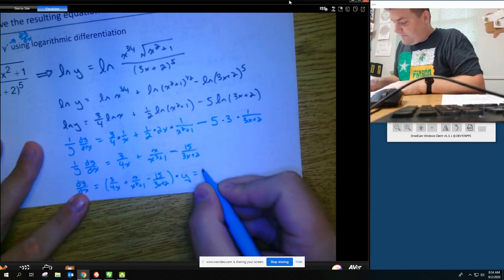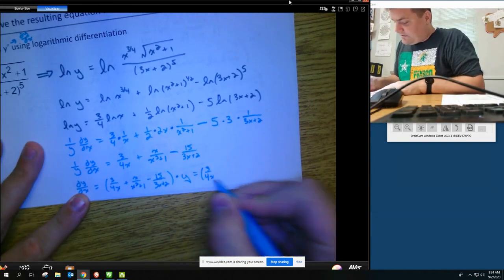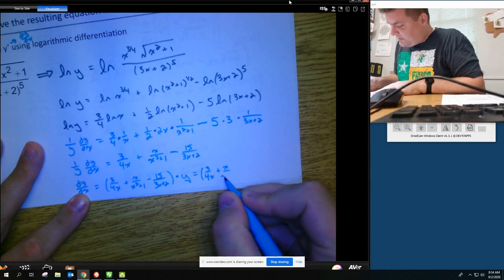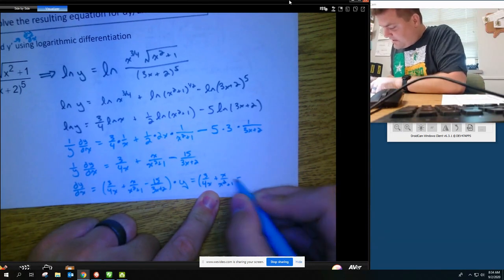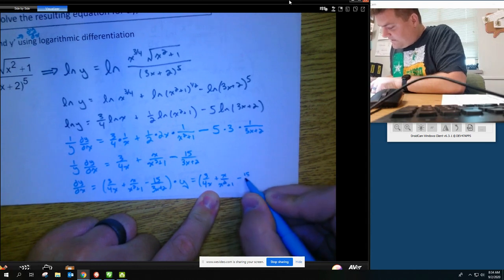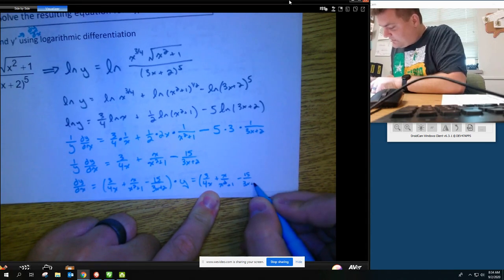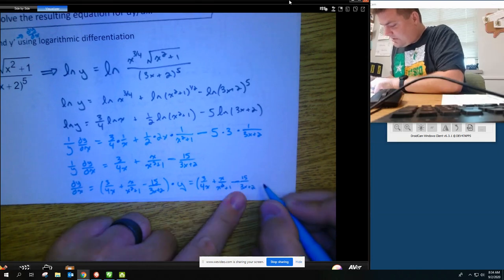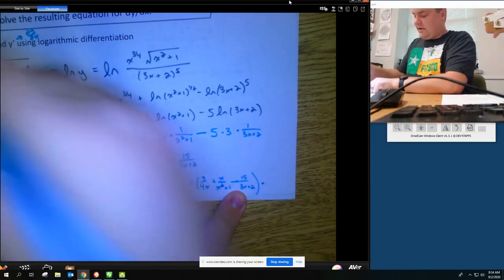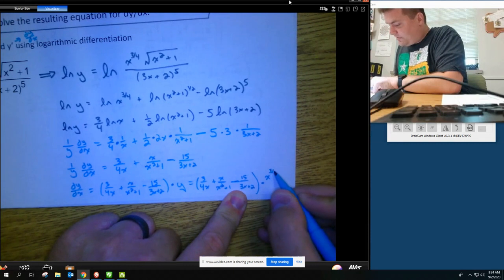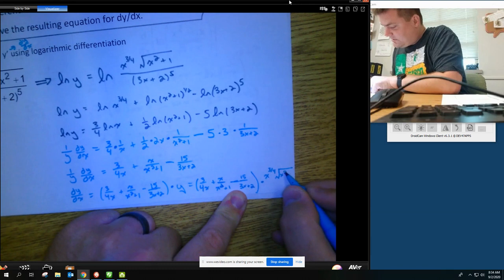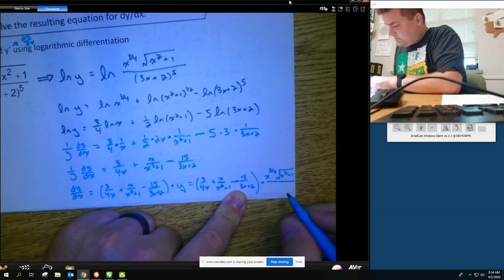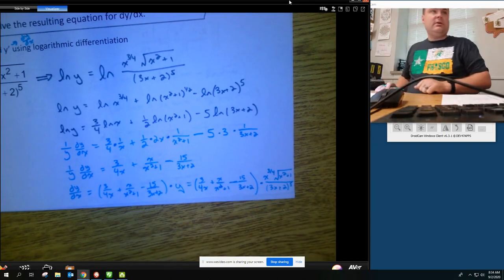So we're going to get a final answer of 3 over 4x plus x over x squared plus 1 minus 15 over 3x plus 2. I know this is probably so fun, you watching me write all this stuff down. And that is all times, substitute my y in to be x to the 3/4 square root of x squared plus 1 over 3x plus 2 to the 5th. And you don't need to clean anything up beyond this. This is it. And that's your final answer.